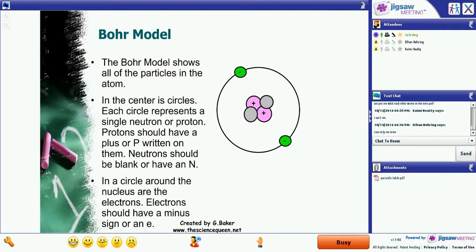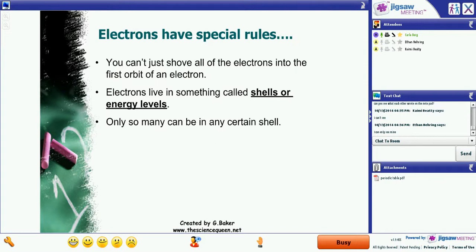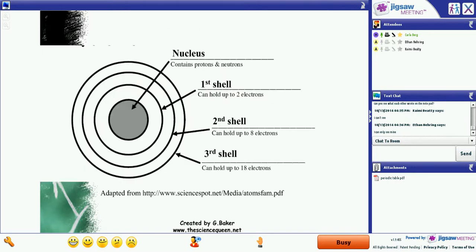Now, there are a few special rules when you are writing electrons in a Bohr model. When you are writing electrons in a Bohr model, you can't just throw all of the electrons on the first orbital of the element. The electrons live in valence shells or energy levels. So only so many can be on a certain shell or on a certain circle. So let's take a look at this. Here we have the nucleus in the center. Okay, that's the shaded gray area.